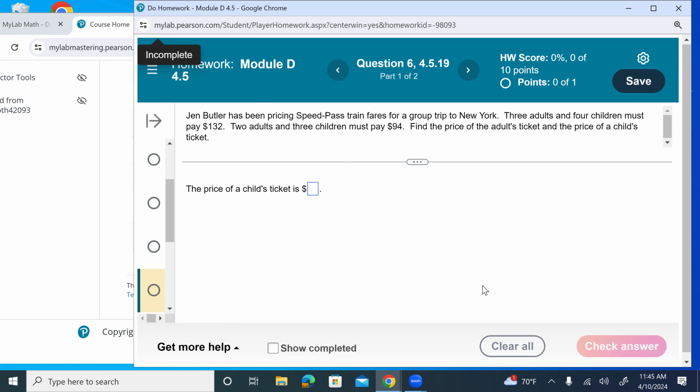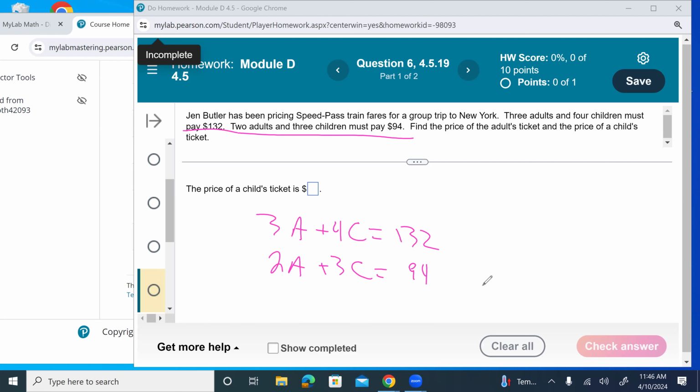So, 3 adults and 4 children costs, and 2 adults and 3 children equals, and so on. What method are you going to probably use? What we just did. I'd probably multiply the top equation by 2 and the bottom one by -3. Okay.